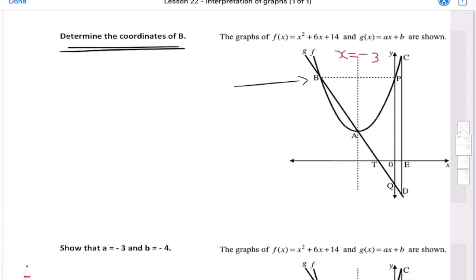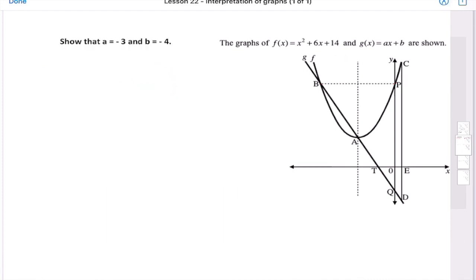You will notice P is on the y-axis, so the x coordinate of P is 0. If you work out y, you just need to sub in 0 into that equation there. You should get y is equal to 14. So the coordinates of P are 0, 14, but P is then reflected along the line x is equal to negative 3, so that we get point B. And so using symmetry, B will be the point negative 6 and 14.